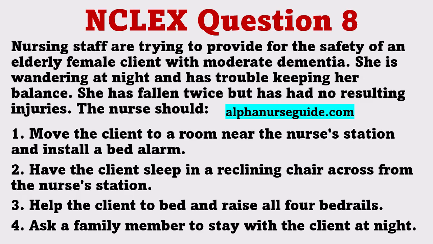The correct answer is 1. Using a bed alarm enables the staff to respond immediately if the client tries to get out of bed. Sleeping in a chair at the nurse's station interferes with the client's restful sleep and privacy. Using all 4 bed rails is considered restraint and unsafe practice. It is not appropriate to expect a family member to stay all night with the client.